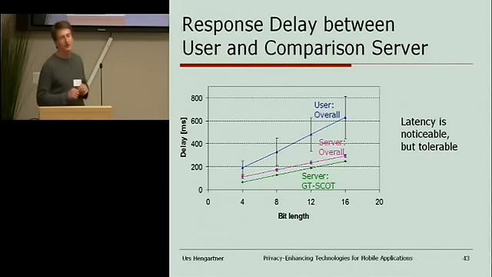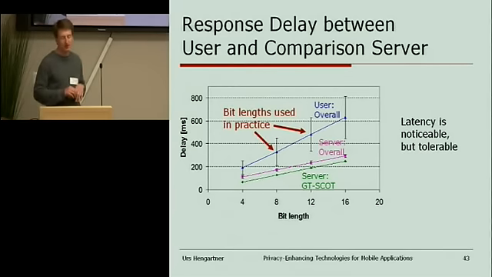The curve we are most interested in is the blue one. This is the curve for the user. And as you can see on this slide, the delay varies between 200 milliseconds for a bit length of 4 and a delay of about 600 milliseconds for a bit length of 16. In practice, we think that bit lengths between 8 and 12 bits are sufficient, and so the delay is going to be on the order of 300 to 500 milliseconds, which of course is noticeable, but we think that this is also tolerable in practice.